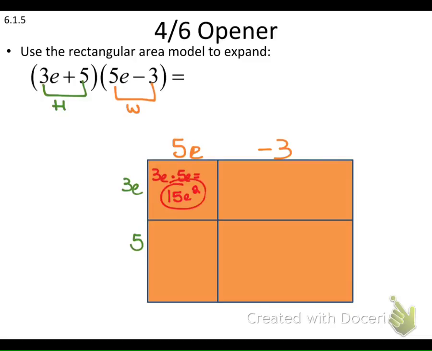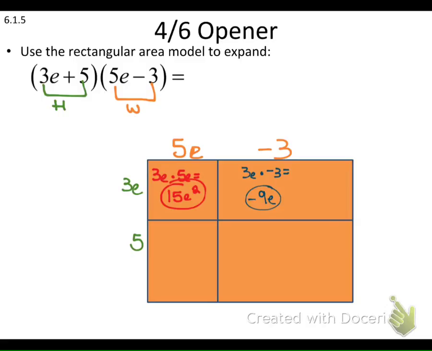Sure. Thank you. So now we're going to look at the top right. I want to know what the area of this rectangle is going to be. So if I want to know what the area of that rectangle is going to be, what am I going to have to multiply together, Elizabeth W? Top right. Okay, 3e times -3, which equals? -9e.